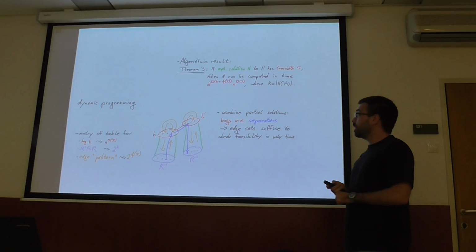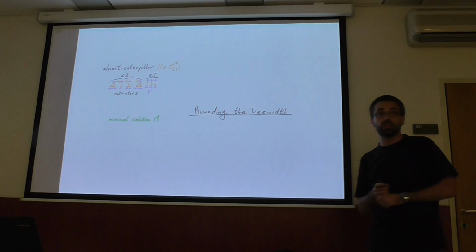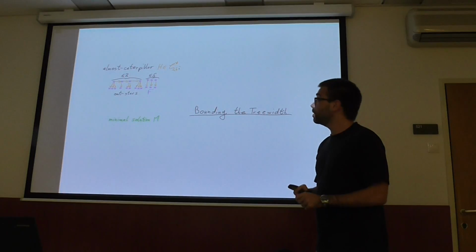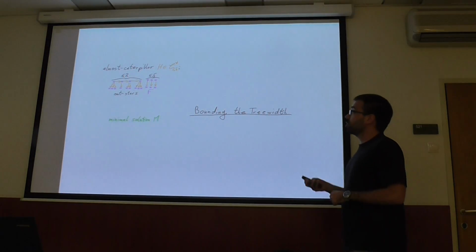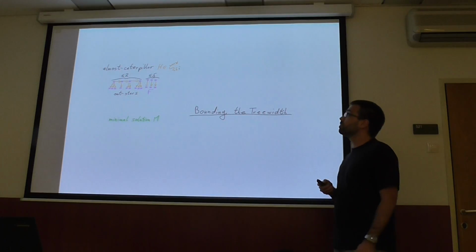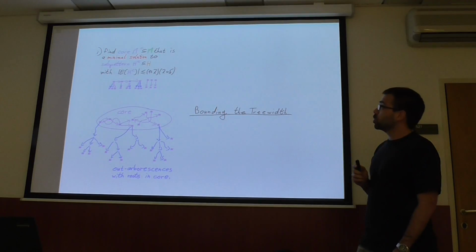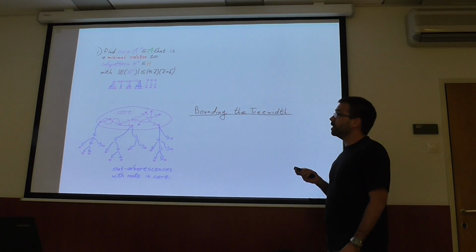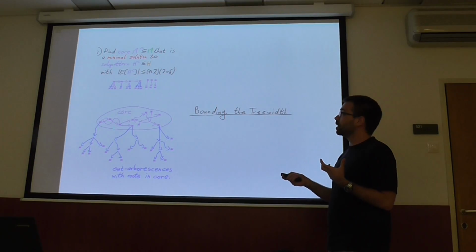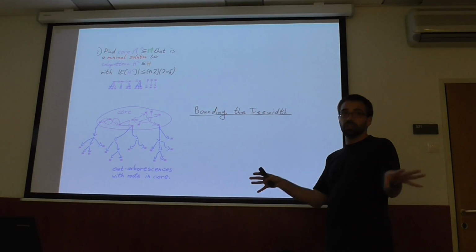Okay, so next let's talk more about the structure of minimal solutions. So again, what do we want to do? We are given an almost caterpillar, and we want to show that the tree width of a minimal solution is bounded. So how do we do that? What we show is that the minimal solution looks something like this. It contains a core, and attached to this core is just a bunch of trees.